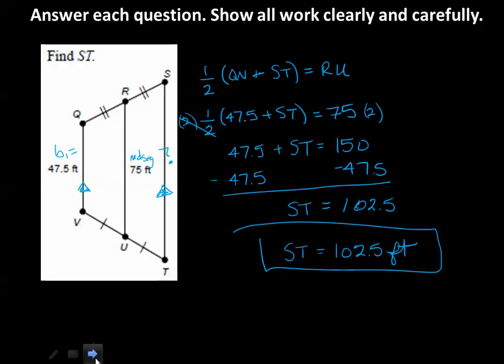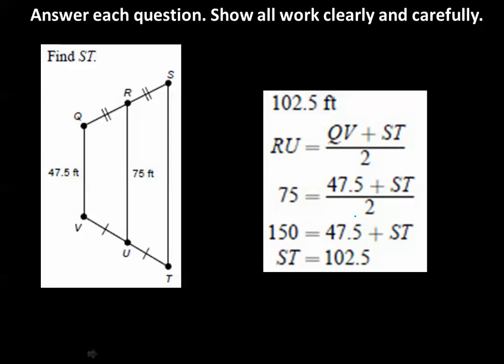And then on the answer key, this is the way they gave it to you. Because remember, what they're showing you right here is that you're adding these two together, dividing by 2, and getting an average. And that average is going to be RU. So that's how they've worked this out. And look, they still got the same answer.